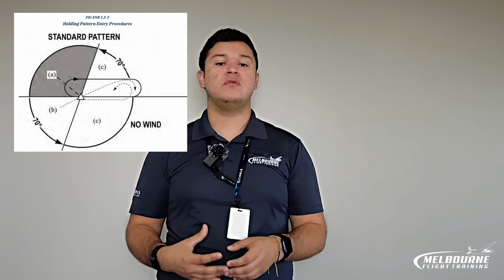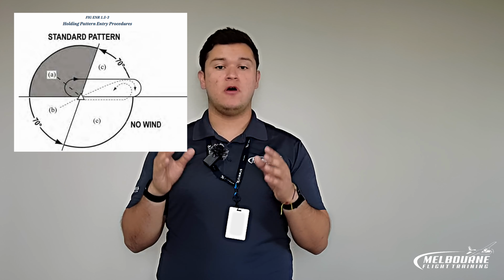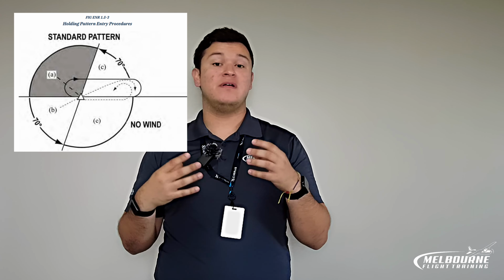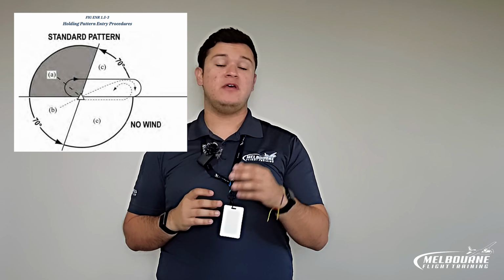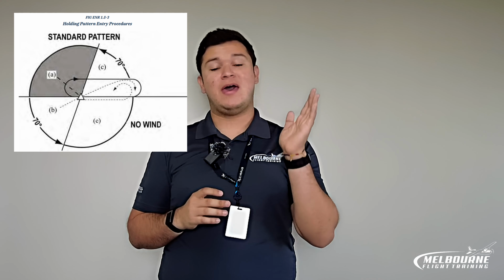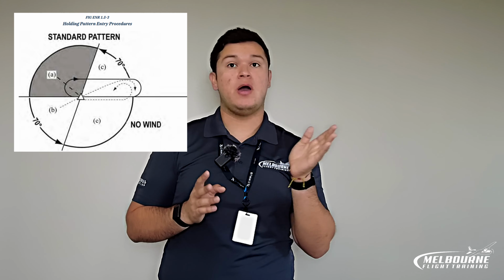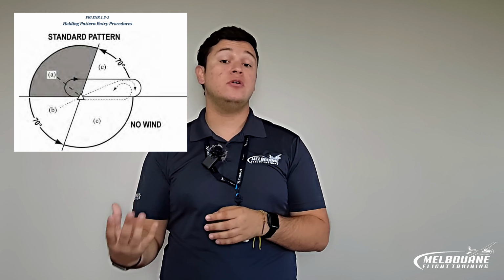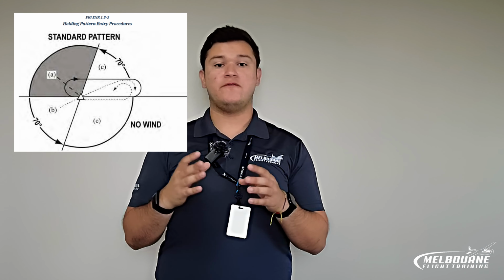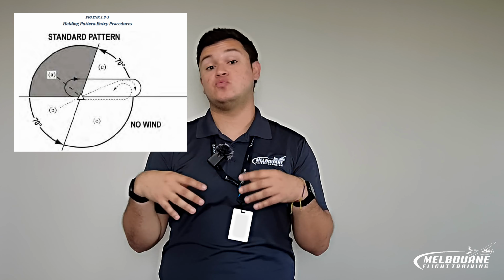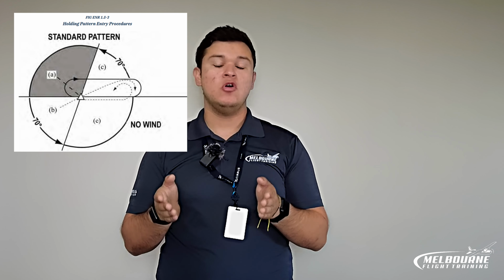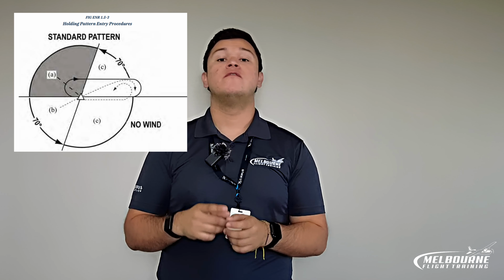In the teardrop entry, you get to the holding fix, and then we like to use two acronyms. The first one is LARS: if it is left turns, you add 30 degrees to your outbound heading, and if it's a right turn, you subtract 30 degrees from your outbound heading. For example, you have a hold with right turns and your outbound course heading is 270. You will fly a heading of 240 for one minute.